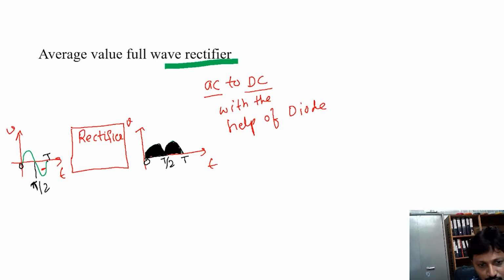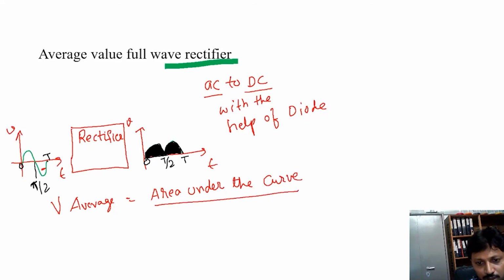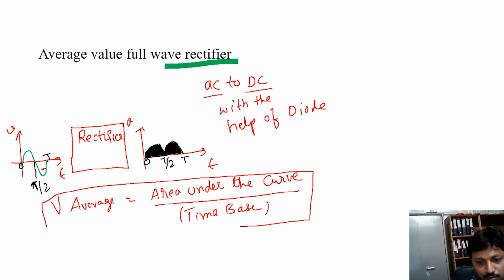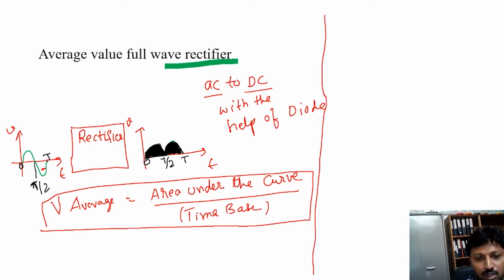So what is the equation for the average value? V average is equal to the area under the curve by time base, okay? This is a very important formula we should remember, right? So I'm going to find the average value of this signal.